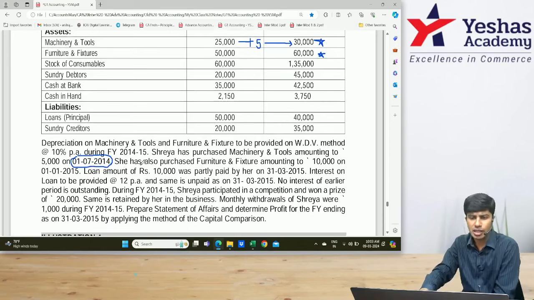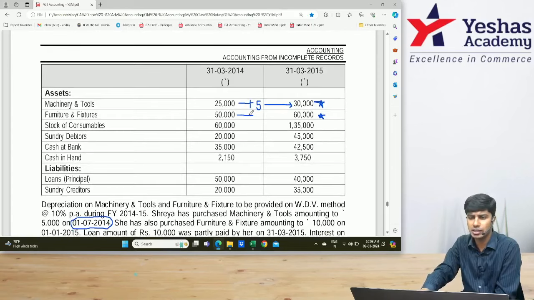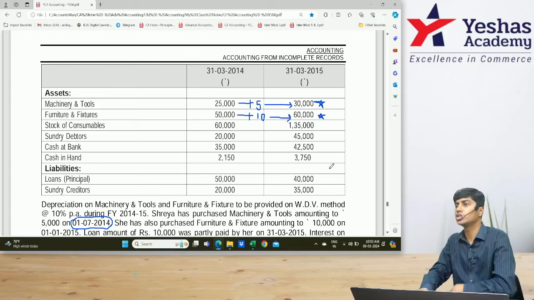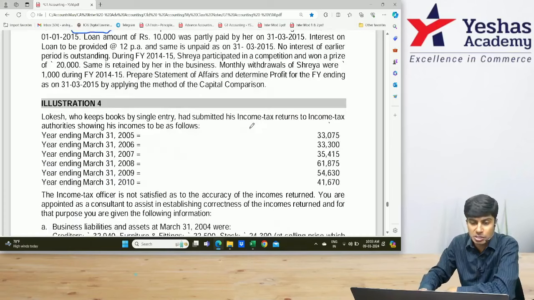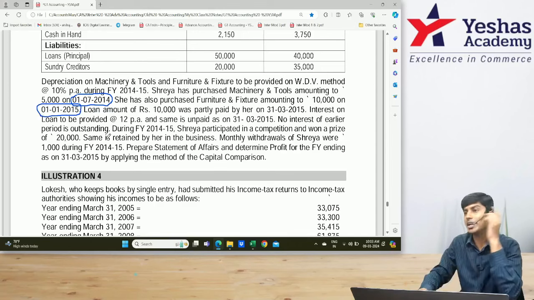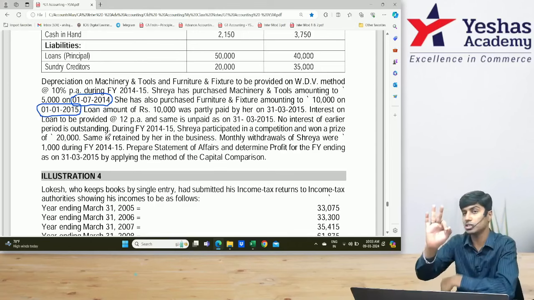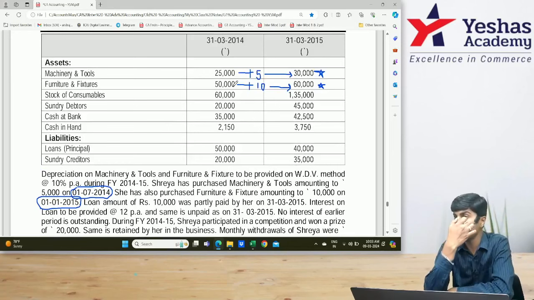What's after that? She also bought furniture for 10,000. How much is it here? 50 plus 10. So she's added 10. That's how we arrived at 60. But depreciation is not provided. We should provide depreciation on 60. But when is this purchase of 10 happening? 1st of January. So on that additional 10,000, only 3 months depreciation. What about the rest of the opening balance of 50? 12 months. On 50,000, 12 months depreciation. On 10,000, 3 months depreciation.